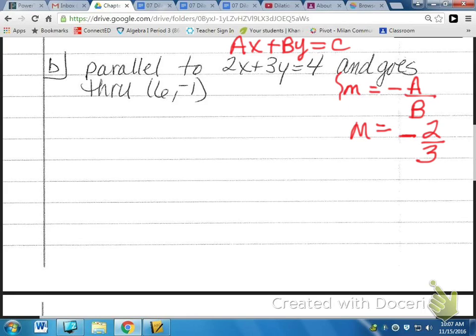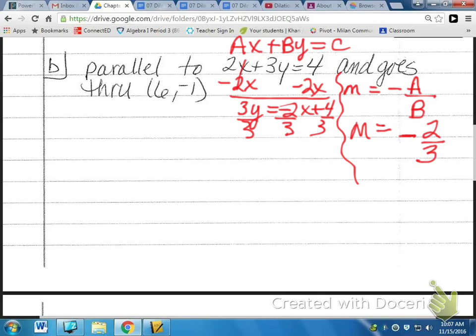Now, for those of you that don't believe me, I need to put this in slope-intercept form. Subtract 2x. See where I get the -A? You see that? 3y equals -2x plus 4. And divide everything by 3. Y equals -2/3 x.